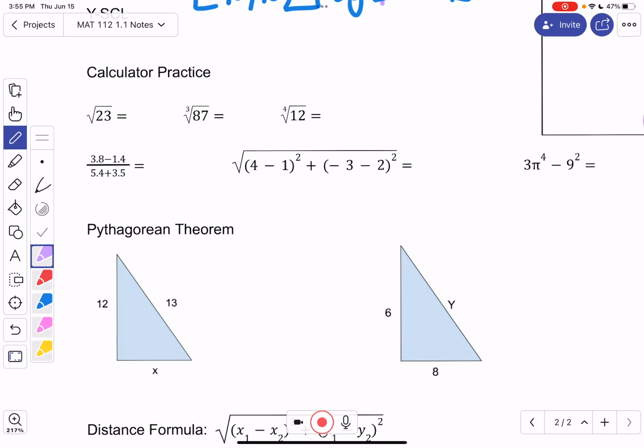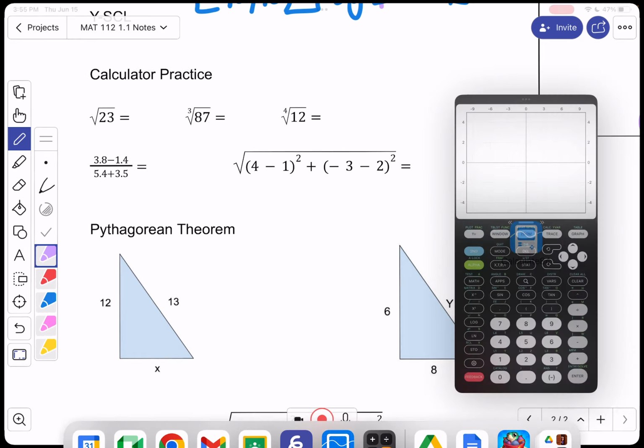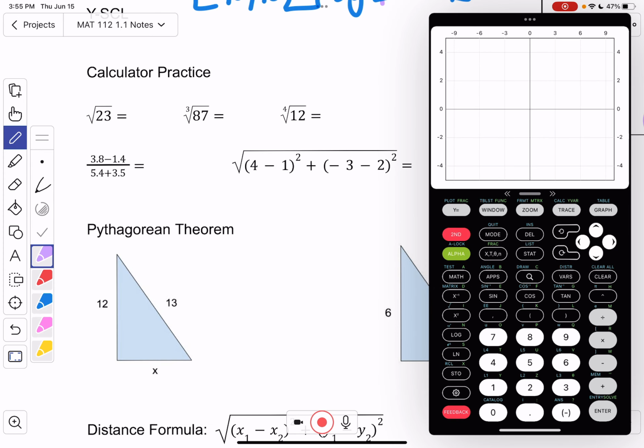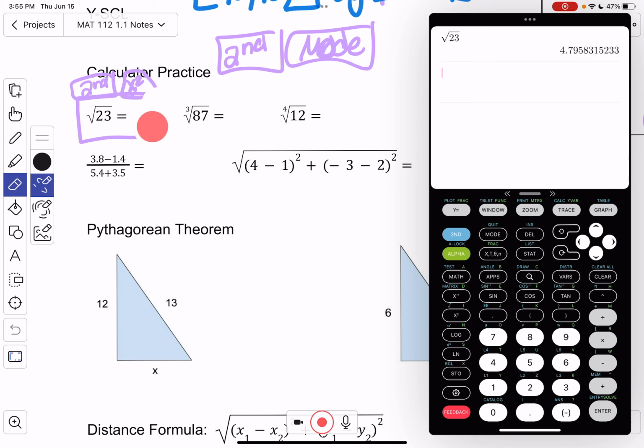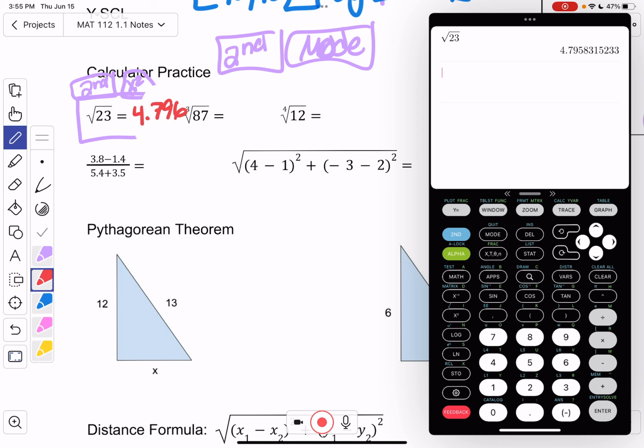All right, calculator practice. On your graphing calculator, if you're ever trying to get out of things, you're going to hit second, which is the blue button, and mode, which is right next to it. That'll quit back to the main screen. To enter a square root, you hit second, and then the x squared button. So the blue button and then x squared. And then you type 23, and it'll spit out the answer of 4.796.